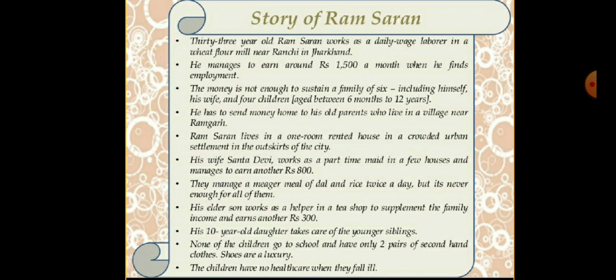Ram Saran lives in a one room rented house. 6 members live in a one room rented house, in a very crowded settlement in the outskirts of the city. His wife Santa Devi works as a part-time maid in a few houses and manages to earn another rupees 800. So 1,500 plus 800, the total is 2,300. So they manage a meagre meal of dal and rice twice a day, but it's never enough for all of them.